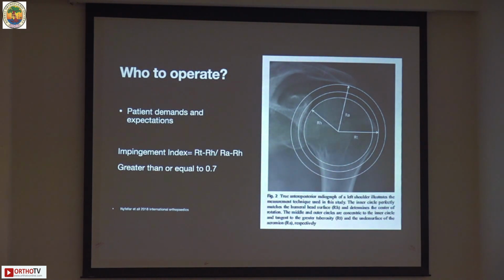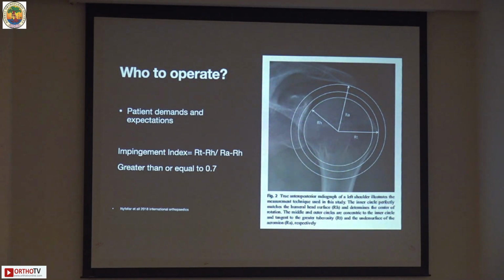So who do we operate? Patient's demands and patient's expectations. That's the first thing, because many of these injuries happen in older individuals who are anyway not able to do a lot of the day-to-day activities which they wanted to do. They have overhead abduction up to around 70 degrees, 80 degrees, and they're happy with that. So why operate on those people? Younger patients, good bone stock, everything is good. Then we need to find out, okay, will this patient do well or not do well with the surgery?